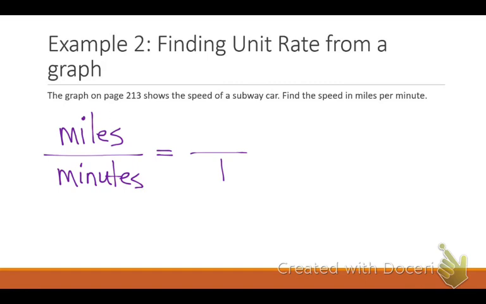Guys, look, 1 minute, go over to 1. When you follow it up, it's 1/2. Oh, it's 1/2. So it's 1/2 miles per 1 minute. Now, is there another way that I could write this ratio, not in a fraction? Absolutely. I could just say 1/2 mile per minute.